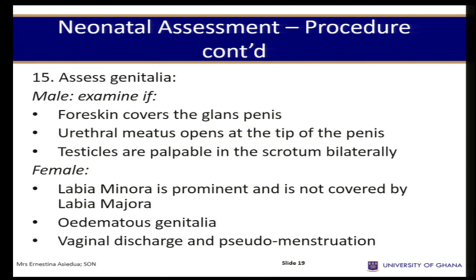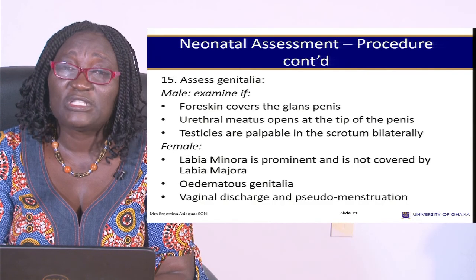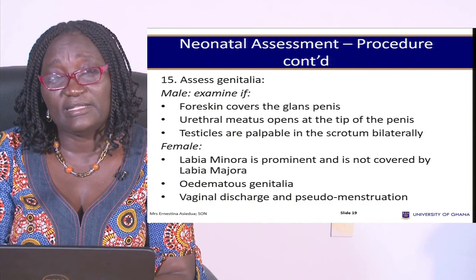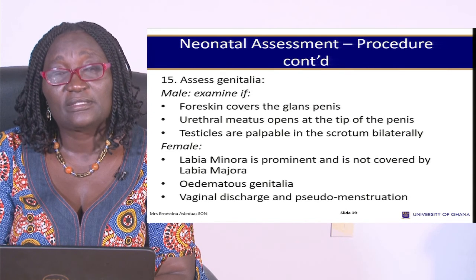Now you want to examine the genitalia. If it is a male, then you pull the foreskin, which covers the glans penis. If it is normal, you should be able to pull the foreskin. It shouldn't be tight or adhered to the glans penis. Now, the urethral meatus opens at the tip of the penis, so it should be in the center. Sometimes you can have what we call hypospadias or epispadias, and you have to check this.